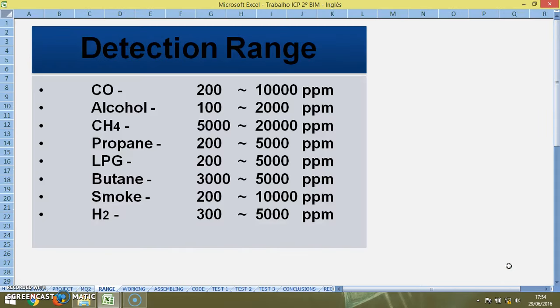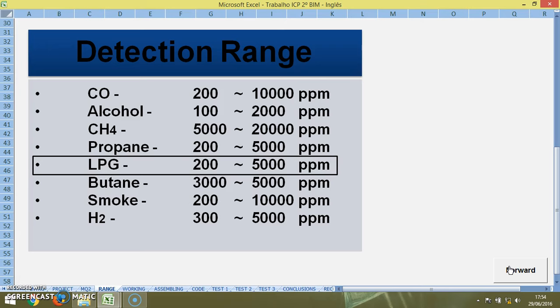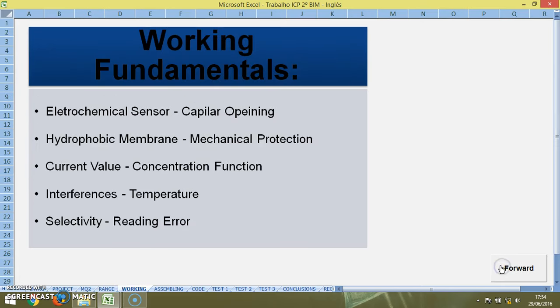We can see that the detection range is relatively wide and a considerable amount of different gases can be detected. The LPG was the gas used in this experiment. The electrochemical sensors operate by reacting to the target gas, producing an electrical signal proportional to the gas concentration.